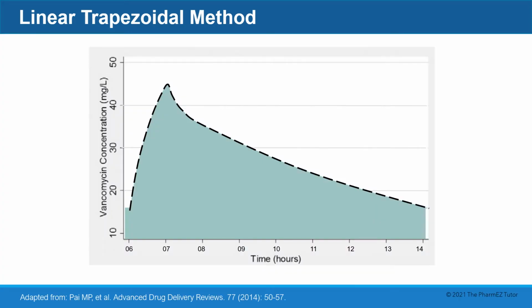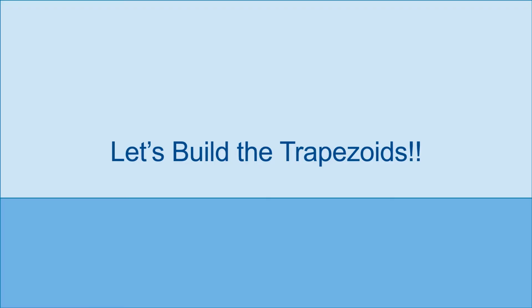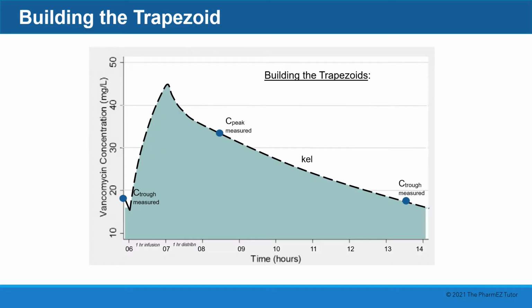The goal of this method is to build two trapezoids in the concentration time curve to calculate the AUC. One of the disadvantages is that there's a portion of the concentration time curve whose area is not captured by this method. So let's go ahead and build the trapezoids.